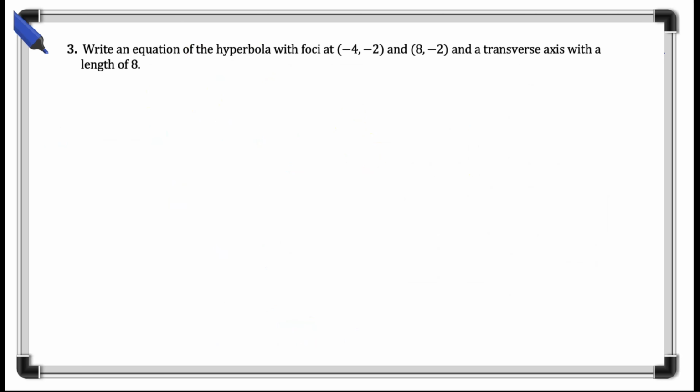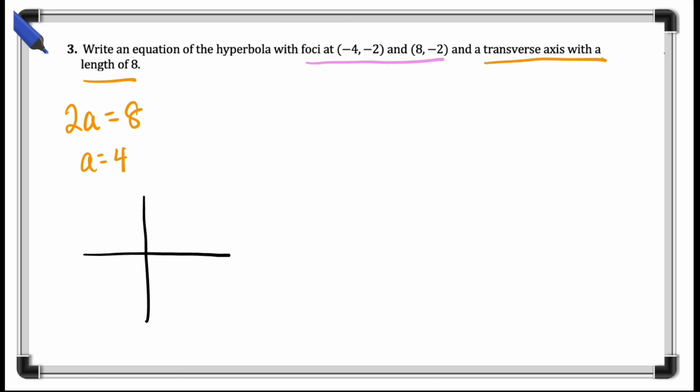Okay, so in this question, we've got our foci information as well as our transverse axis information. This is going to help us get started. The transverse axis, remember, is always the length of 2a. And because I know that the length is 8, I can make a little equation and get an a value of 4. Now I'm going to use my foci, and let me just figure out how this is going to look.